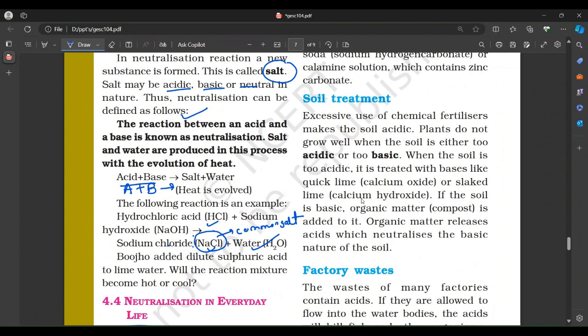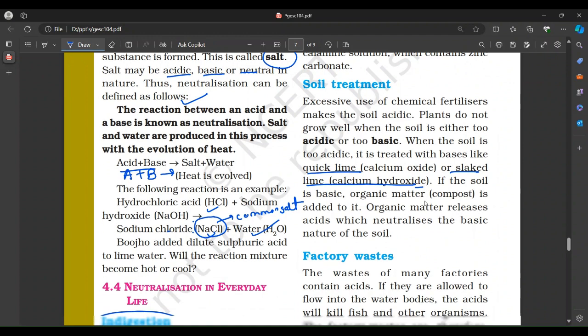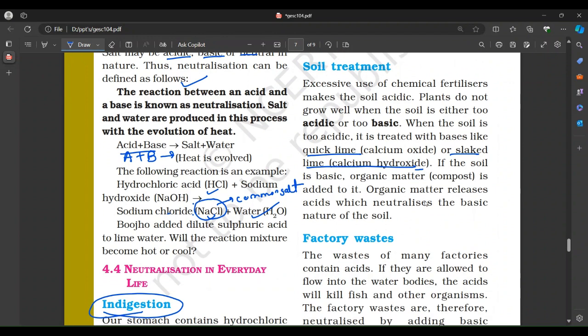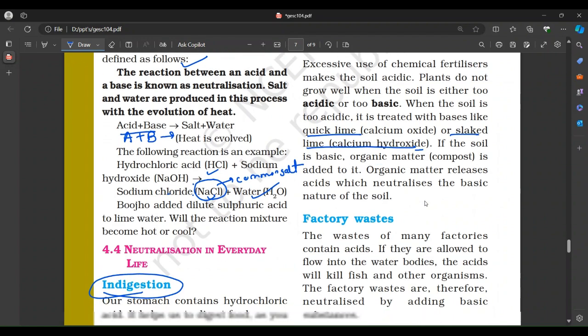So at that time, when the soil is too acidic, it is treated with bases to balance it, by using quicklime, that is calcium oxide, or slaked lime, that is calcium hydroxide. These names are also important, so you have to make a note of these names. Okay, if the soil is basic, organic matter compost is added to it. Organic matter releases acids which neutralize the basic nature of the soil.